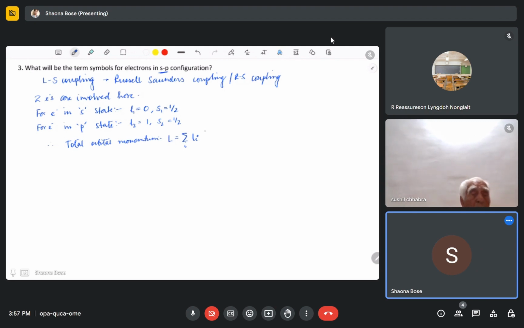Sum over Li. That means L1 plus L2 to L1 minus L2. So this is 1 to 0, which is, oh sorry, which is basically just 1.